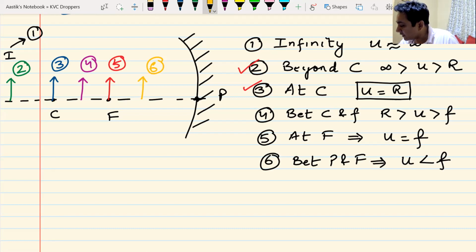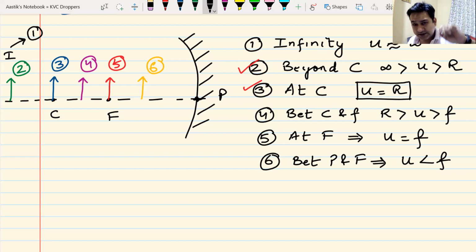Do we understand what I am writing here? These are the 6 different positions, starting from infinity, starting from very far, we come close, we come to beyond C, then we come more close, we come to C, then we come between C and F, then we come to F, and then we go beyond F. These are the 6 positions where we have to understand where the image is going to be formed. If we understand all these 6 cases, it will cover every position of the object.